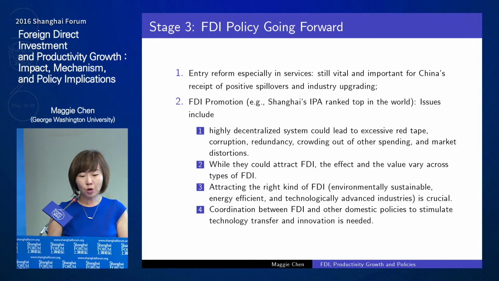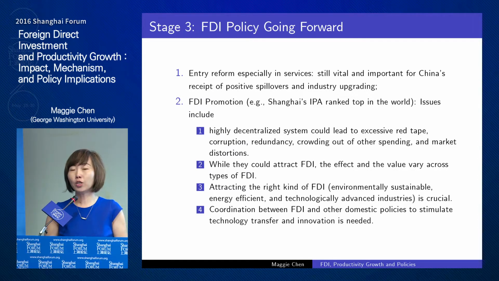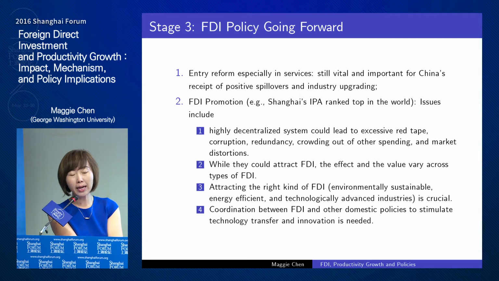Okay. All right, so I think the entry reforms are still very important in services. According to the World Bank's Invest Across Border database, China's restrictions on services are very much in place, and are higher than the neighboring countries in the region and the world as a whole. And FDI promotion, I think there are still a lot of issues too. Shanghai's IPA, by the way, is highly ranked. The investment promotion agency is highly ranked in the world. But we can do more. We can do more in other cities' IPA offices.